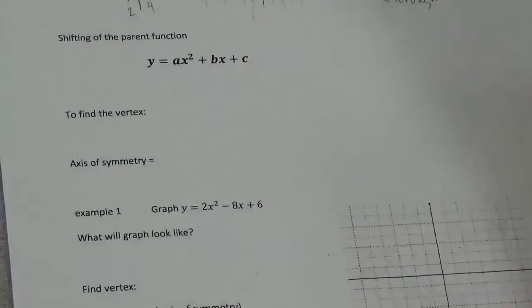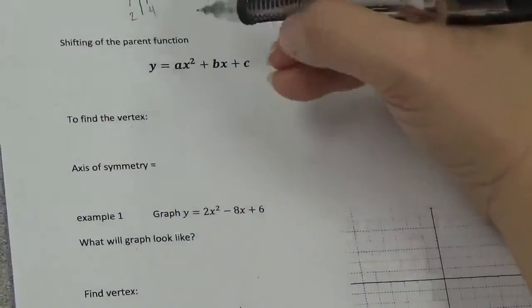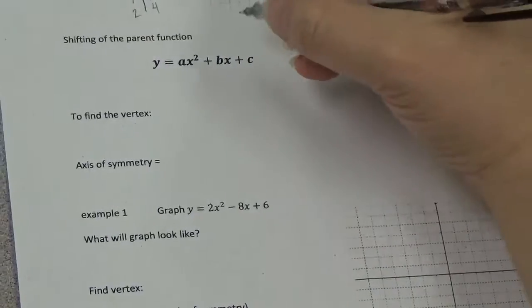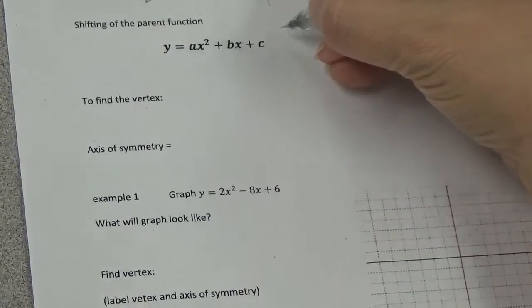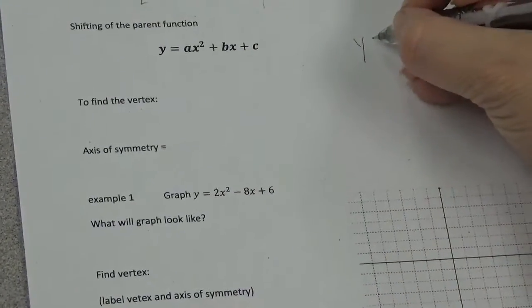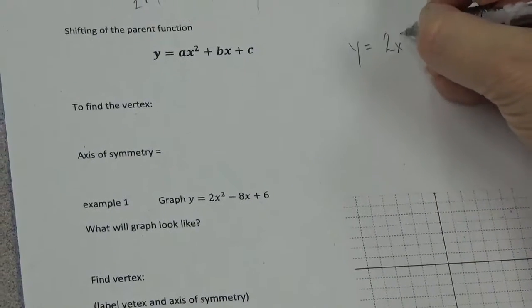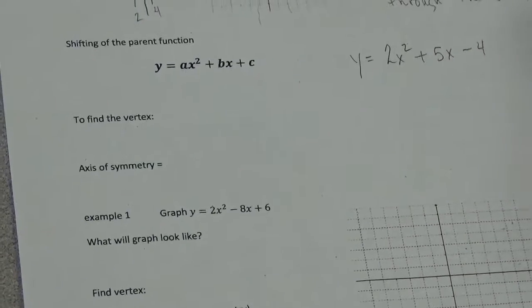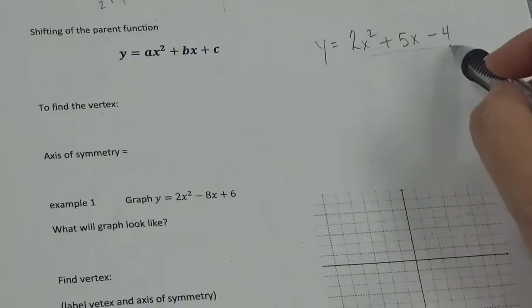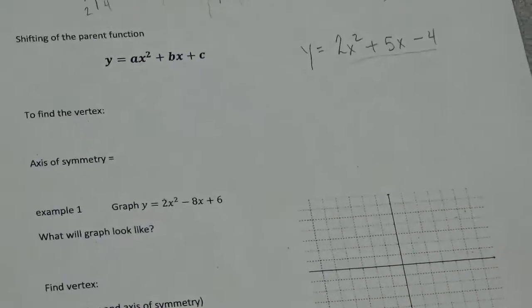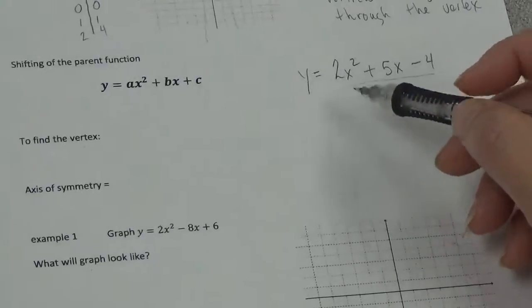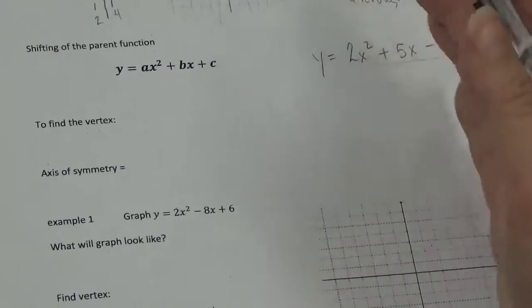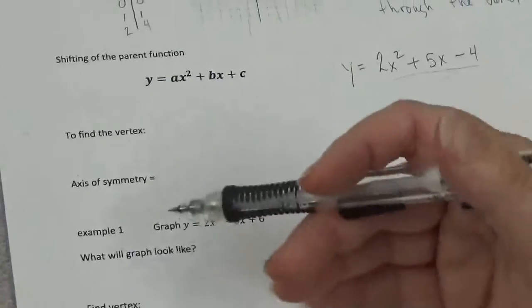All right, let me give you an example of something that would be a quadratic function. Instead of using a, b, and c, I'm going to use numbers like y equals 2x squared plus 5x minus 4. Each of these numbers determines something about the way our graph is going to look, and they're all helpful for when the graph of the parent function shifts to the left or the right or up or down.